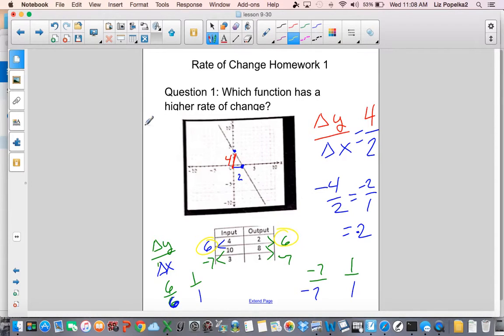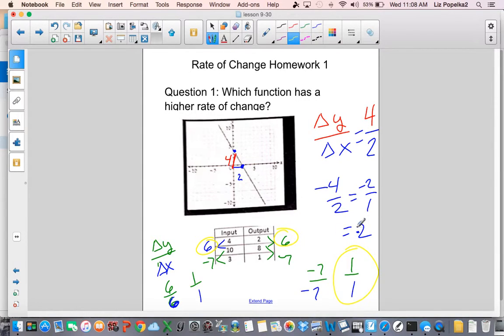I will tell you that technically, even though it doesn't seem to make sense, this negative 2 is actually a higher rate of change. We'll explain why later, but we haven't actually talked about that reasoning yet. So if you look at it, the question says higher rate of change. If you say, well, this one is a negative rate of change, while this one is a positive rate of change, so it means that this one needs to be bigger, I would accept that answer for now.